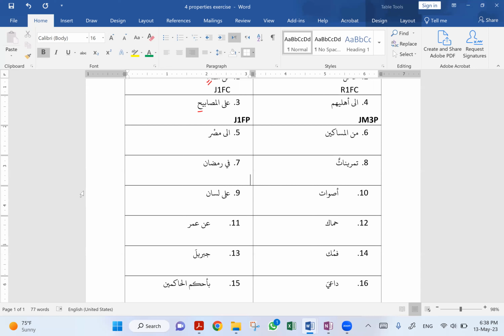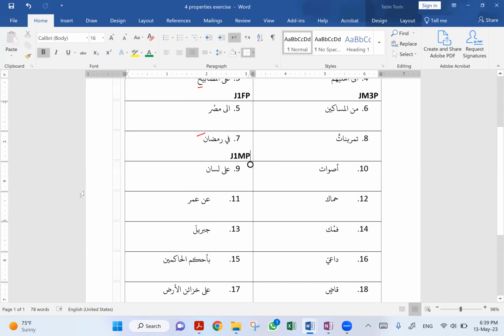Can I do it? Yes, please. It's jar, singular, and masculine. Ramadan is proper because it's the specific name for the month. Yes, it's a proper name. And what is the haraka on the noon? Fi Ramadan, because it's partly flexible like human. Yes, perfect. Let's do number 10.